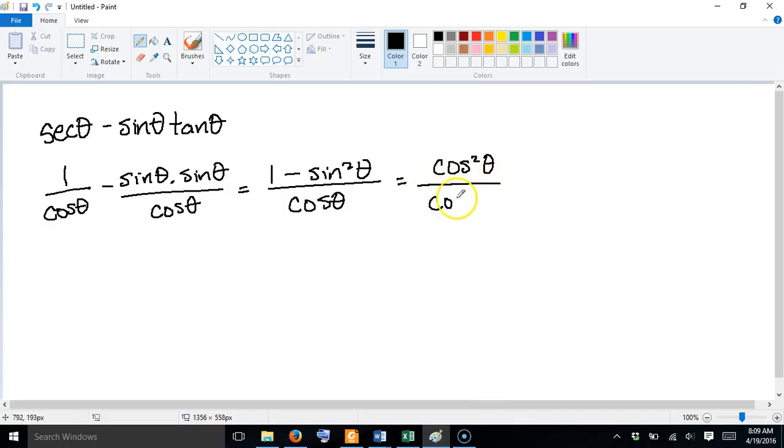And whenever you have cosine squared theta over cosine theta, this cancels out with one of these, and so we are left with cosine theta, and we are done. We have expressed this right here as a single expression, a trig expression of theta.